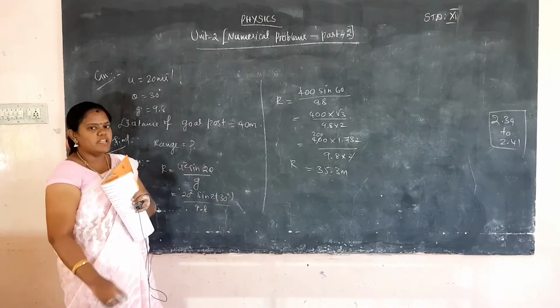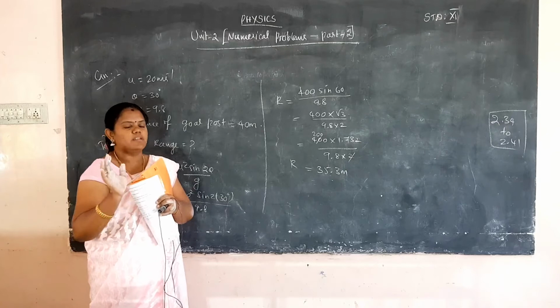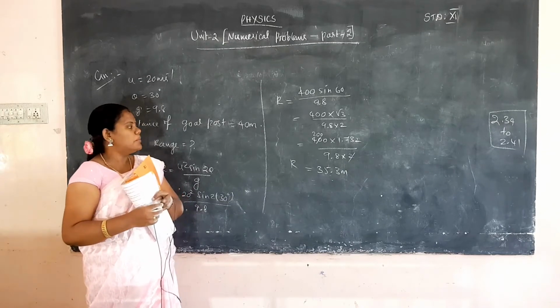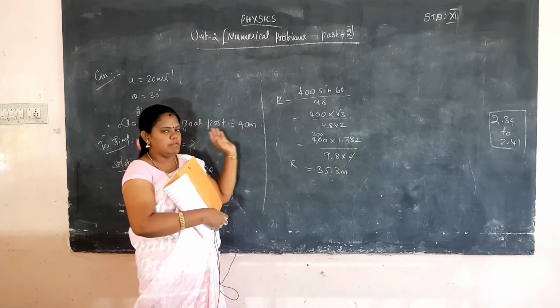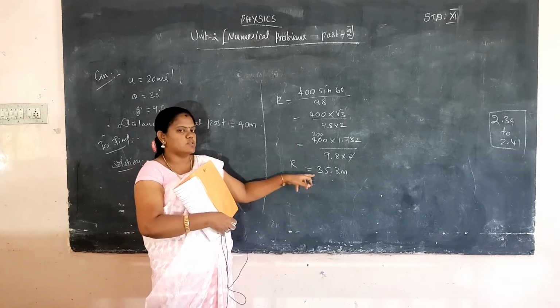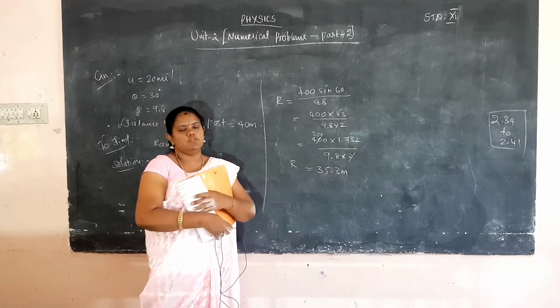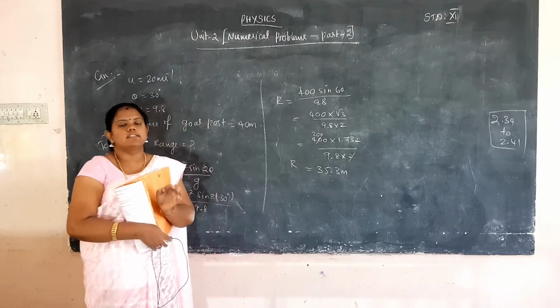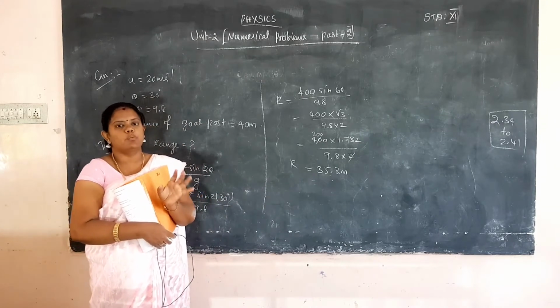So will the ball reach the goal post or not? No, definitely the ball does not reach the goal post, because the ball falls at 35 meter, before 40 meter, and the goal post is at 40 meter. Even though we applied that much speed, the ball does not reach the goal post because the range is 35.3. So the answer is the range 35.3, but the ball does not reach the goal post.